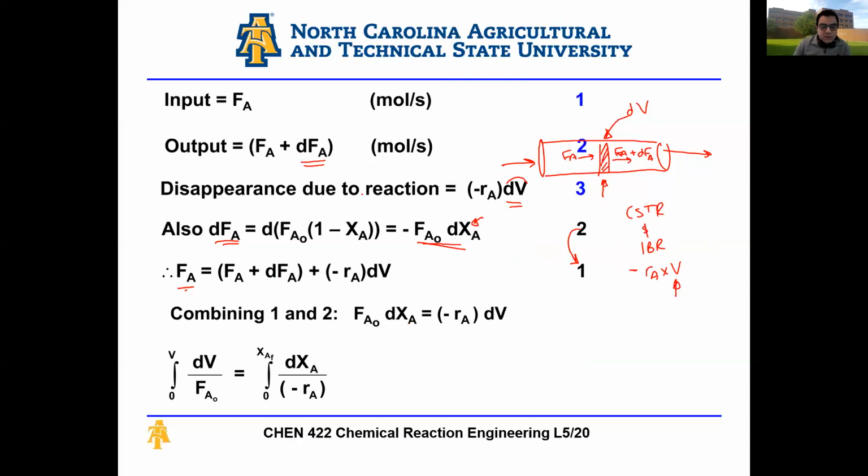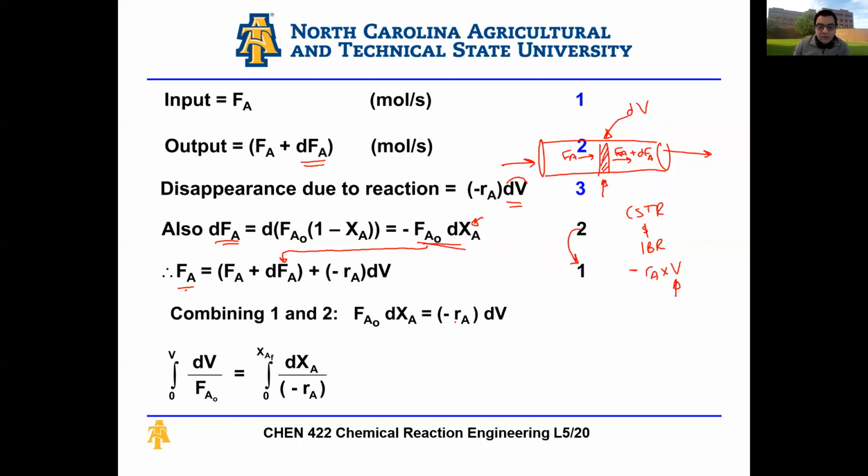Right, so basically I substituted this right here. So I got FA is equal to FA minus FA0 dXA. FA cancels with FA, and minus FA0 dXA, I move it to the other side. I get FA0 dXA is equal to minus RA dV.